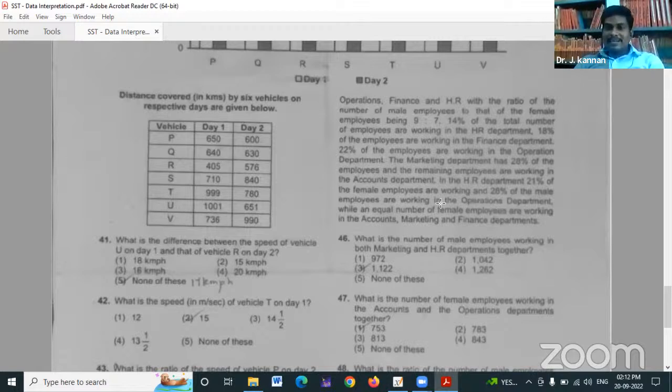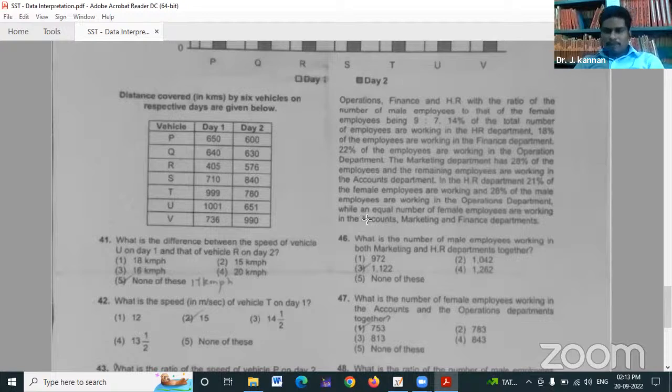This is also a data interpretation problem because the data is given in the form of a paragraph. So read each and every piece of data carefully. First of all, the company is XYZ, and the company contains 5 departments: accounts, finance, operation, HR and marketing. The total number of employees is 4,800. The male and female employees are in the ratio 9:7. 14% of the total employees are working in the HR department. So all the data is given in the paragraph.